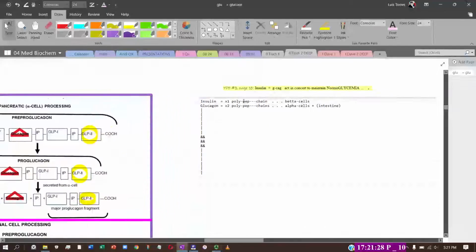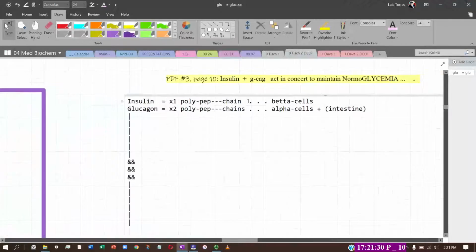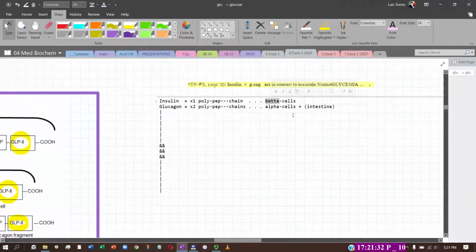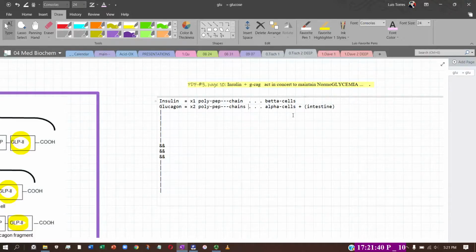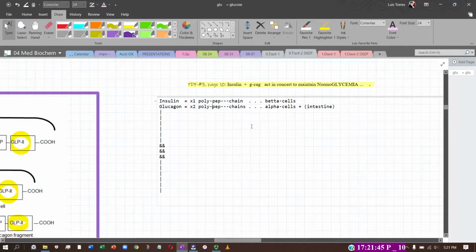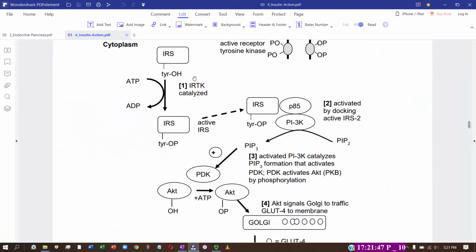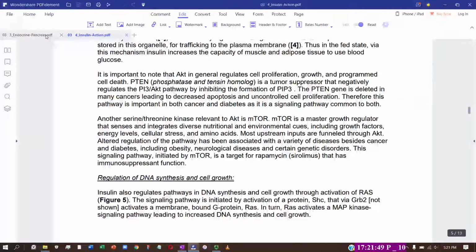So when it comes to insulin, there is one polypeptide chain, and it gets made at the beta cells. And when it comes to glucagon, there are two polypeptide chains. I think I might have this backwards. Let's go back. Let's go back to the PDF.